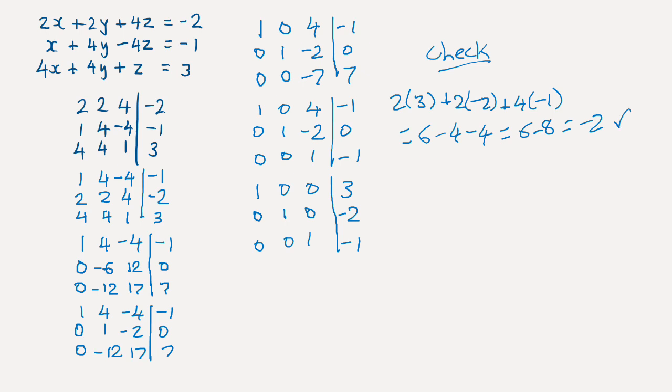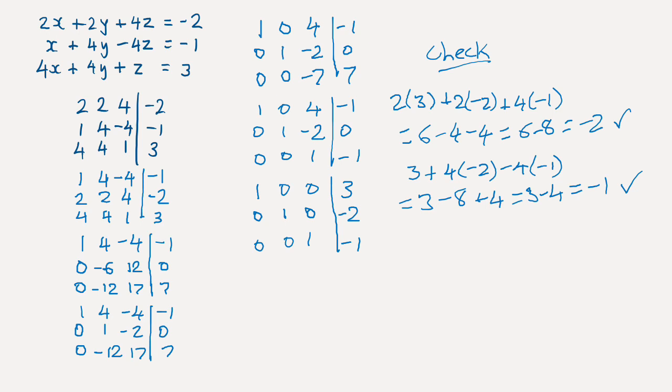Okay, let's check the second equation. So this time we've got 3 plus 4 times minus 2 minus 4 times minus 1. So that's 3 minus 8 plus 4. So that's, let's see, 3 minus 4. So that's minus 1, and that's correct as well.